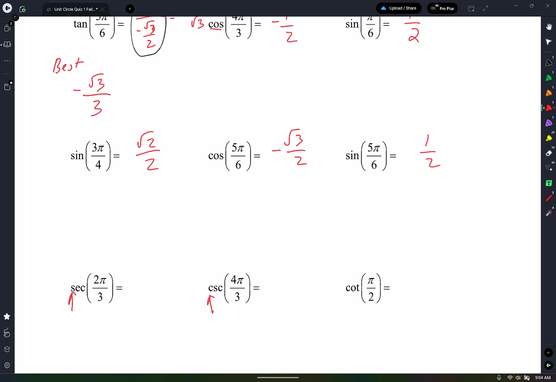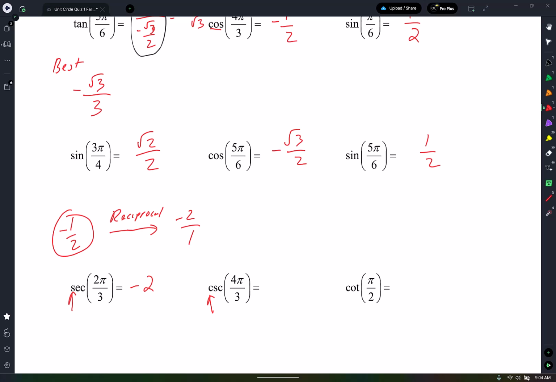See? So at 2 pi over 3, cosine is negative half. So negative 2. You just take the reciprocal. Do you see what we did there, guys? Yeah, I'll write it right here. Negative half, we take the reciprocal of this. So reciprocal, let me see if I can spell it correctly. Reciprocal of that is negative 2 over 1. You don't put the 1. You can if you want. It's not a big deal.